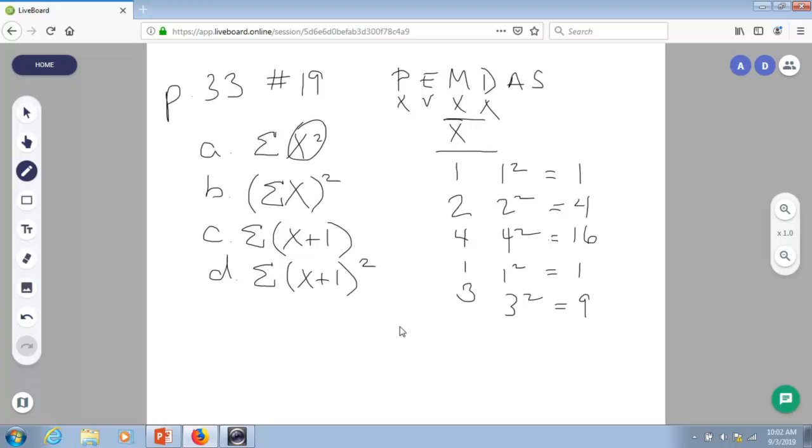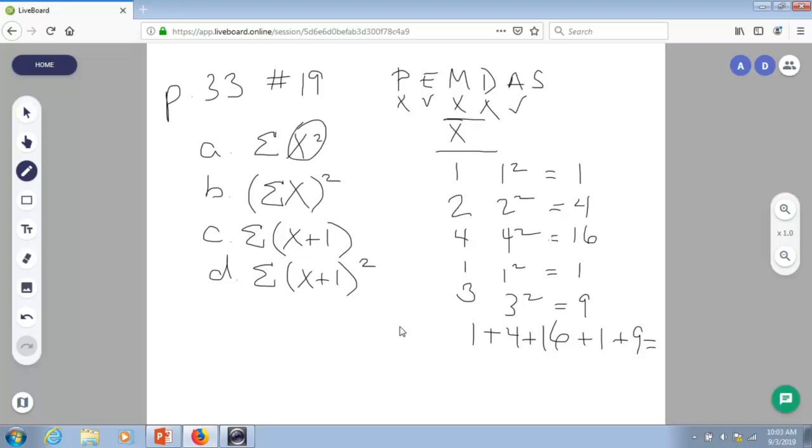Does it require any addition to solve this problem? Yes, we know that it does. Why? Because we see a sigma to the left of X. That sigma, again, means sum up all of the components that are off to the right. So let's go ahead and do that, okay? That means we're going to take 1 plus 4 plus 16 plus 1 plus 9. We'll add all of those up.